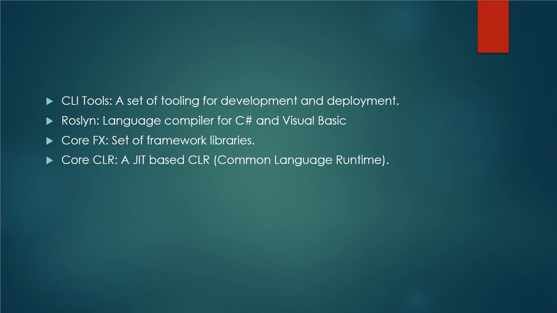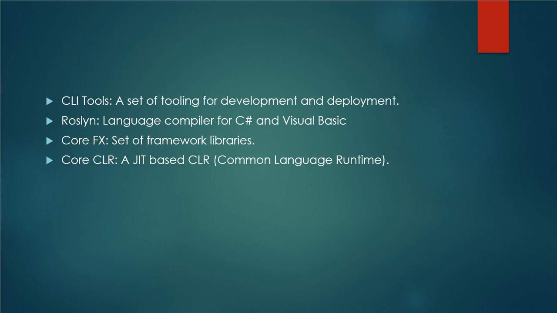Earlier we used to have CSC, the C# compiler, but that was completely written in C++. Then the Microsoft team decided to write it in C#. Roslyn is the code name for that project, the language compiler for C#. That's also open source. It's available on GitHub, so you can refer to it.